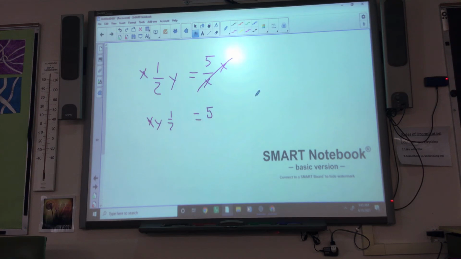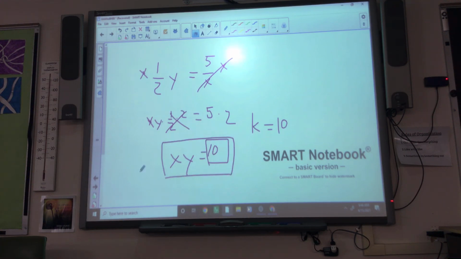No. Maybe it's not, but I need to get only x and y on one side and only the numbers on the other side, and then see if it's xy equals k. I can get this off because it's multiplying by 1/2. I can multiply by 2, gets rid of that. I can multiply by 2 on this side too. Now I have xy equals 10. Is that xy equals k? Yes, it is. So that's an inverse proportion. And the constant of proportionality, k, equals just 10. So this is an inverse proportion, and that is your k value.